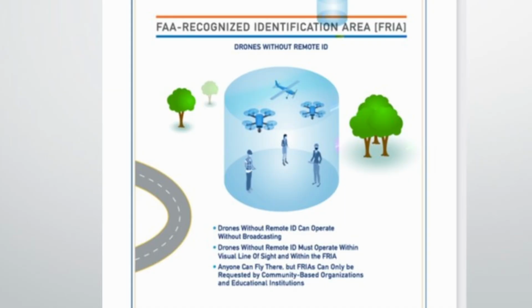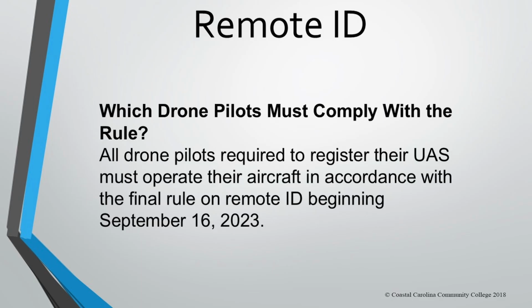Now, if you are operating in what they call a FRIA, FAA-recognized identification area, then you can fly without remote ID. Drones without remote ID operate within visual line of sight and within the boundaries of the FRIA, and anyone can fly there, but FRIAs can only be requested by community-based organizations and educational facilities.